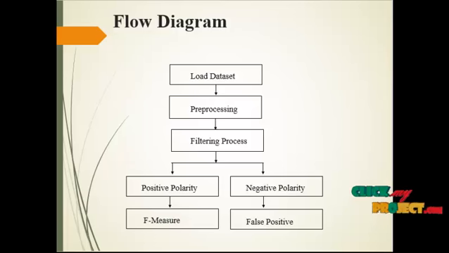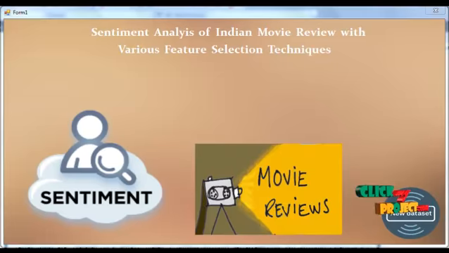Then next comes the filtering process. The filtering process is the main process in our system. Here we are filtering the positive polarities and also the negative polarities. By filtering these polarities, we can identify the sentiment of different users for the different movies. After the filtering process is completed by obtaining positive polarity and negative polarity, we calculate the F measure and false positive value. Using these values, we finally evaluate the sentiment of users for movies. These values are obtained and the final results are shown graphically for each movie.